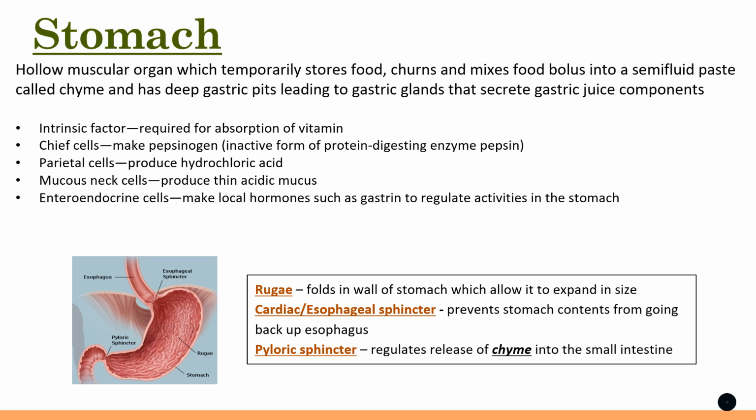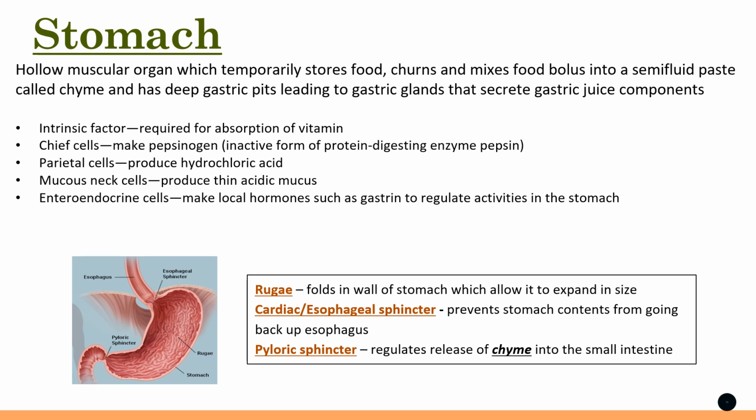The chief cells are going to make pepsinogen. This is the inactive form of the protein digesting enzyme pepsin. Parietal cells in the stomach are going to produce hydrochloric acid. Mucous neck cells are going to produce thin mucus to help protect the inner surface of the stomach. And enteroendocrine cells are going to make local hormones like gastrin that help to regulate the activities in the stomach.